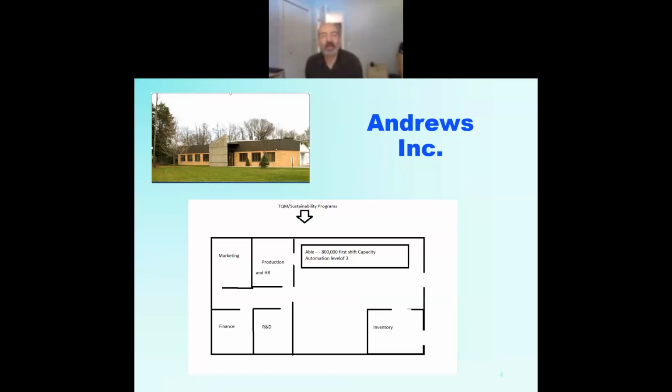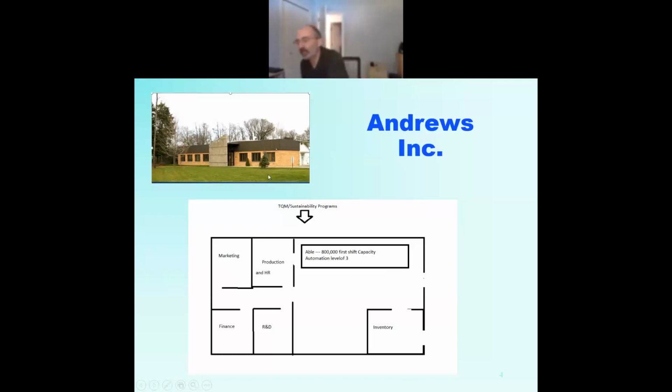You're a medium-sized manufacturing firm. You've got offices out front. You've got the factory in back. Up front, you've got marketing, finance, R&D, production, which works with HR. Currently in the back, you have one assembly line, Able. It can make 800,000 with the first shift. And it runs at an automation level of 3. Each product needs its own assembly line. So if we develop a new product, we've got to develop a new assembly line for it. If you ever want to get rid of a product, you just sell off its assembly line. And then we have inventory.